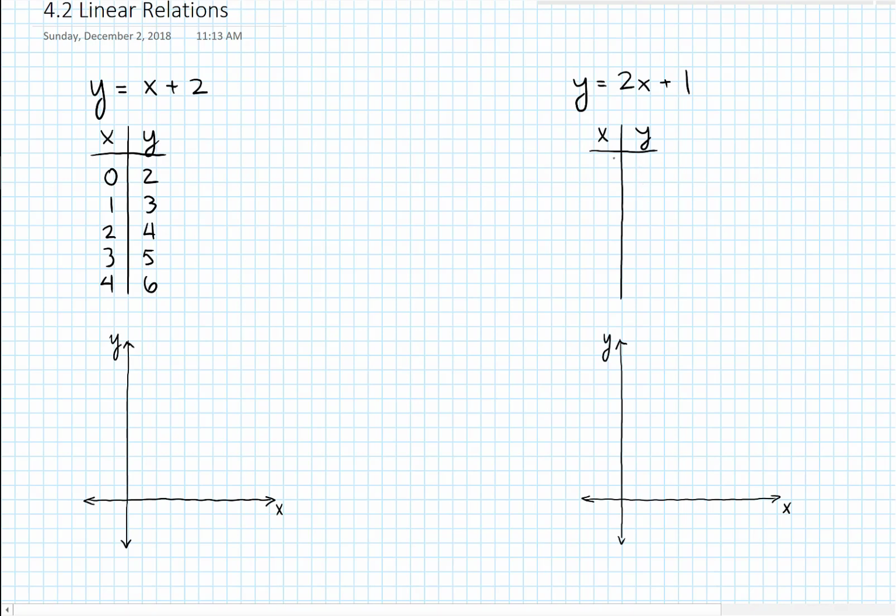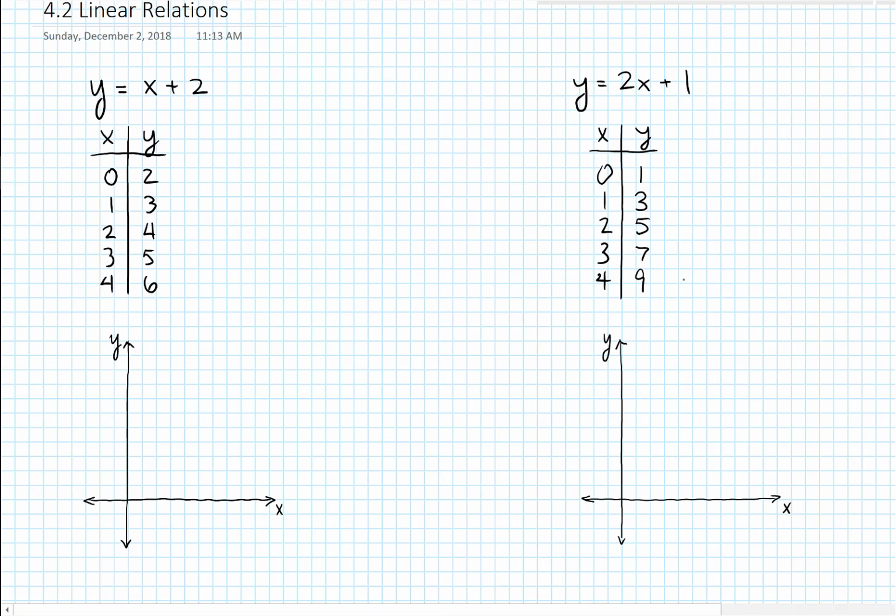So again, why don't we choose the same values for x? We can choose 0, 1, 2, 3, 4. And in this case, we have y equals 2x plus 1. So when x is equal to 0, we have y equals 2 times 0 plus 1, which is just 1. Then when x is equal to 1, we have y equals 2 times 1, which is 2, plus 1, which is 3. When we have an x value of 2, 2 times 2 plus 1 is 5. When we have an x value of 3, 2 times 3 plus 1 is 7. And again, you can see the pattern here, 1, 3, 5, 7. And sure enough, when x is 4, y is equal to 9.